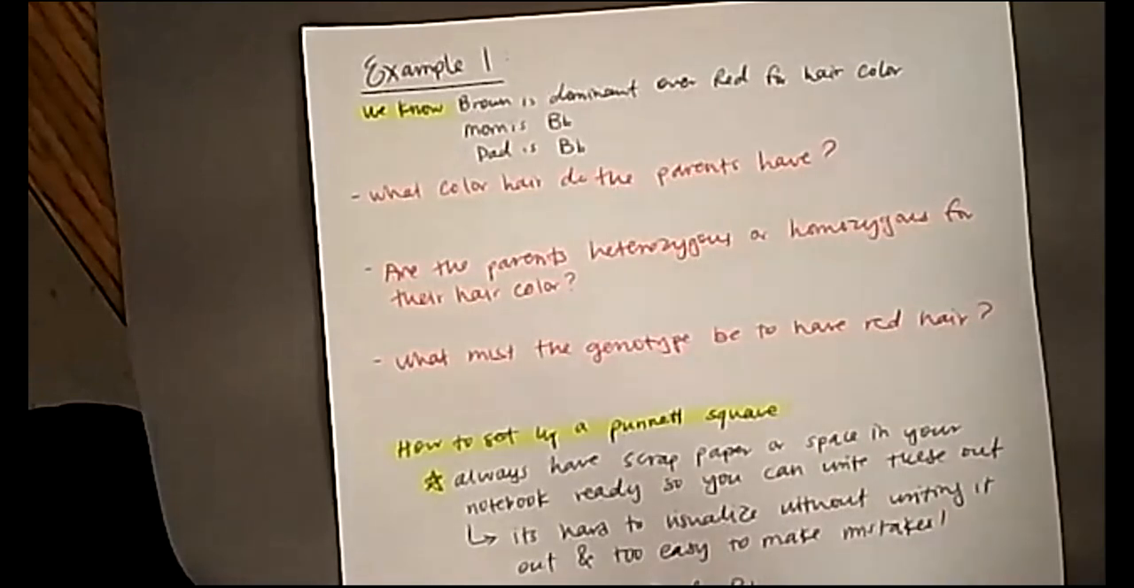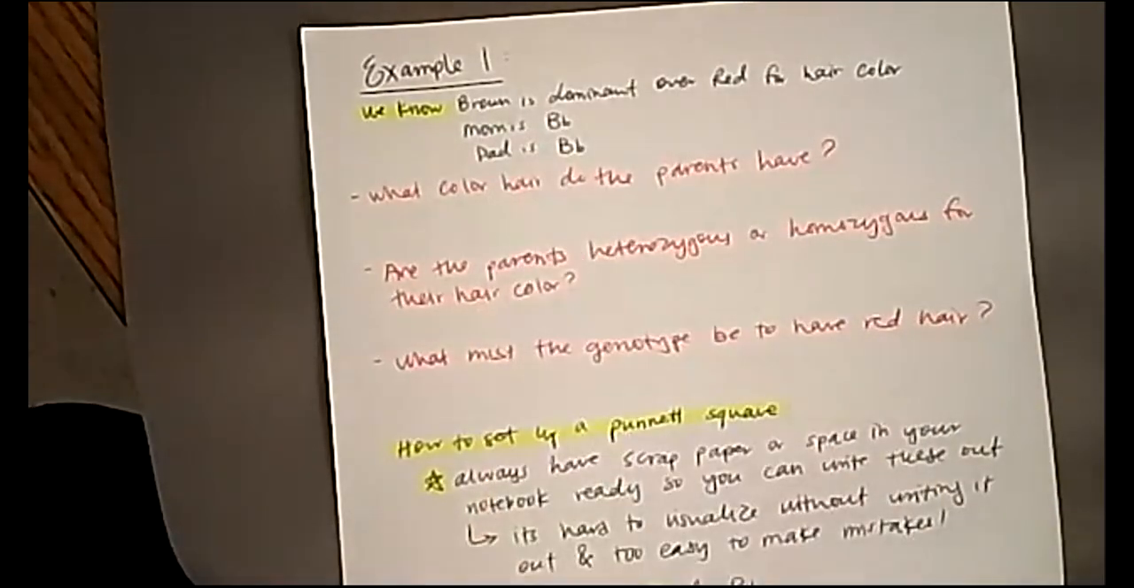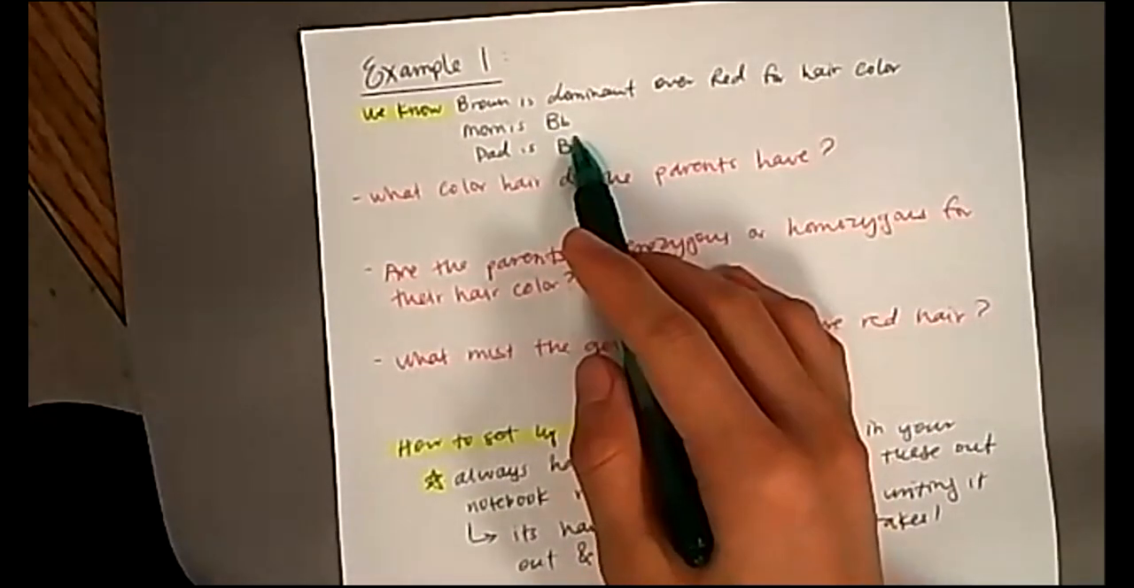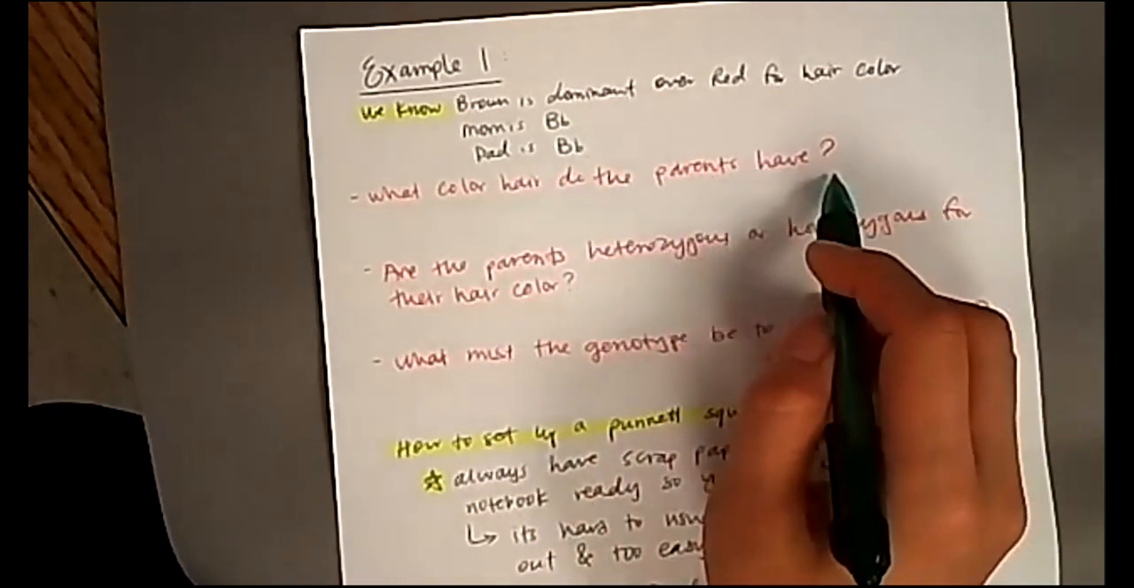And we're going to change it to my dot cam. So the quality is a little iffy, but basically what this is saying in the problem is that we know that brown is dominant over red for hair color. We know that the mom is capital B, little b, and we know that the dad is capital B, little b. So what color do the parents have?